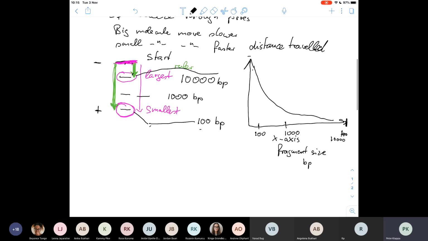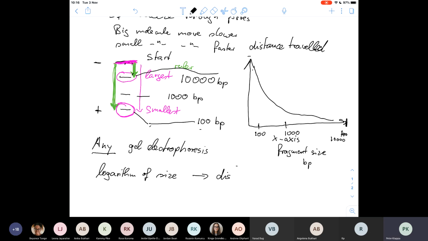Actually, it turned out that the relationship for basically any gel electrophoresis, and that can be protein or DNA, doesn't matter, turns out that the relationship depends on the logarithm of the fragment size, logarithm of size, and this then gives a linear relationship with the distance.